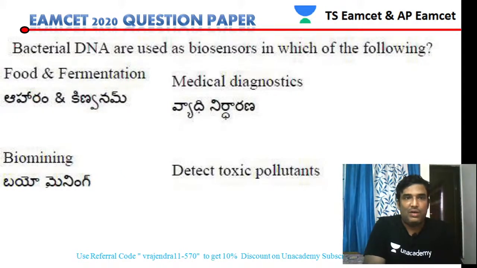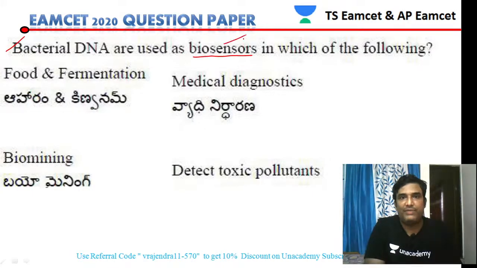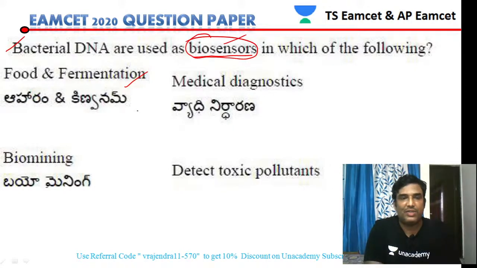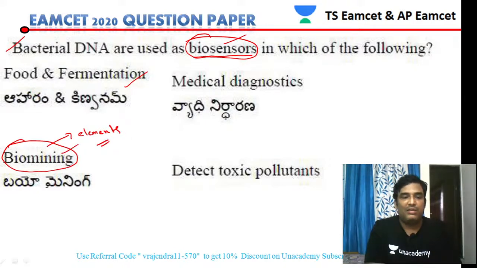Next, bacterial DNA. Bacterial DNA is used as a biosensor in which of the following? The thing is about biosensors. Biosensors are used in biomining, to identify the commercial elements. So biomining is the answer.